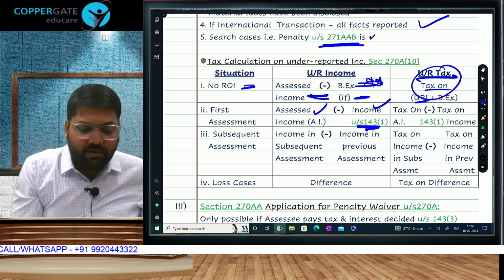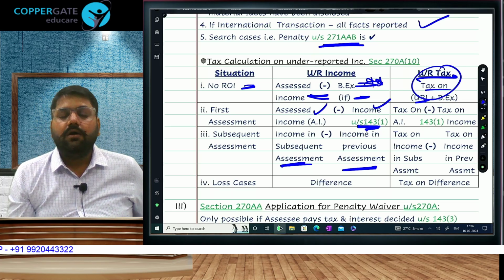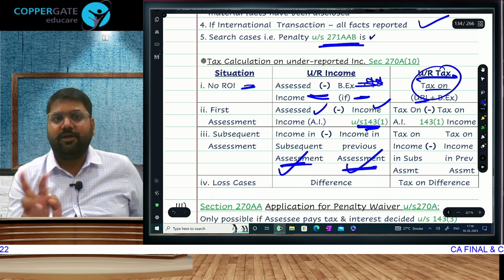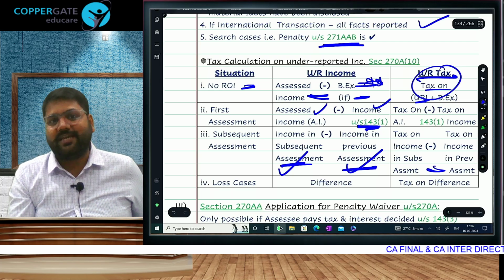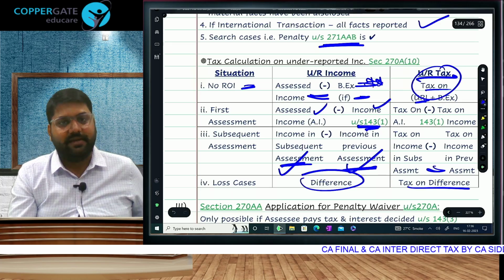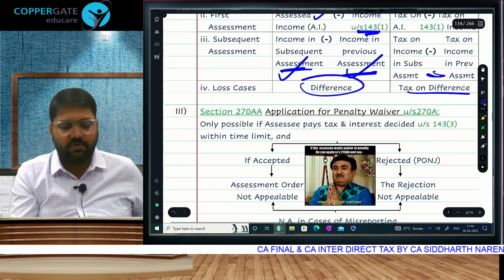And now for every new assessment, the income minus the previous assessment income will again be your underreported income. Then calculate tax on this and this. Calculate both tax amounts and the difference will be your underreported tax. And finally, in loss cases we have to make a compromise. The difference is the underreported income and calculate tax directly on the difference. Then that will become your underreported tax, half or double based on the question.